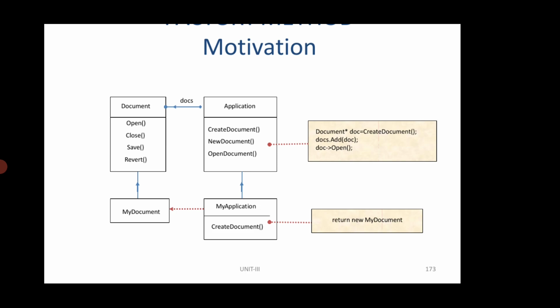This creates a dilemma. The framework must instantiate classes, but it only knows about the abstract classes, which cannot be instantiated. So here the factory design pattern method offers a solution. We need to encapsulate the knowledge of which document subclass to create, and move this knowledge out of the framework.